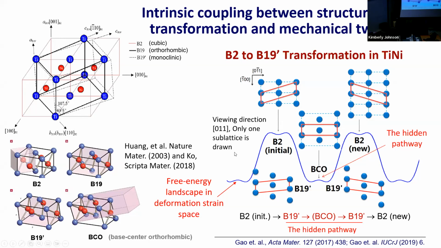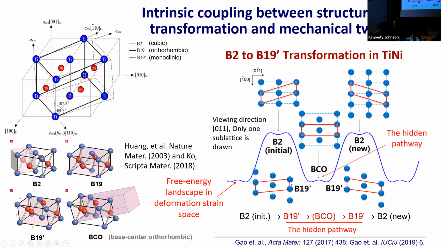If you look along this 011 direction, you draw this B2 structure, but you just take the nickel atoms out, only draw the titanium atoms. And then you're looking at this 011 direction, that's the 011 plane. And this is how they look, like rectangles. And then I draw this parallelogram to guide your eyes for the transformation process. So if you shear this crystal, this part down, this one up, if you shear this way, then you're going to transform this one into this one. This is called the B19 prime.